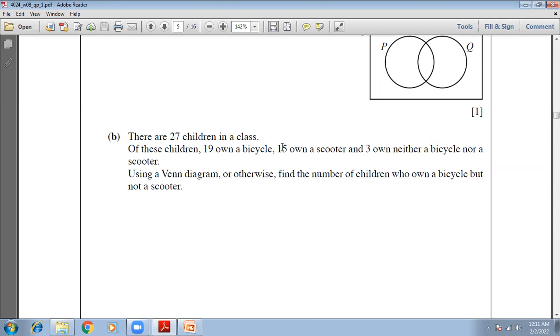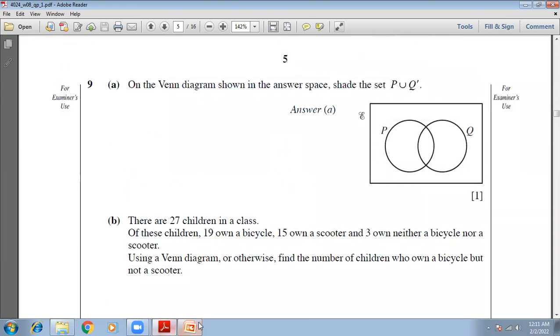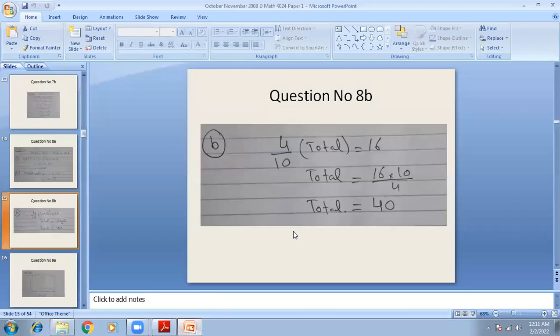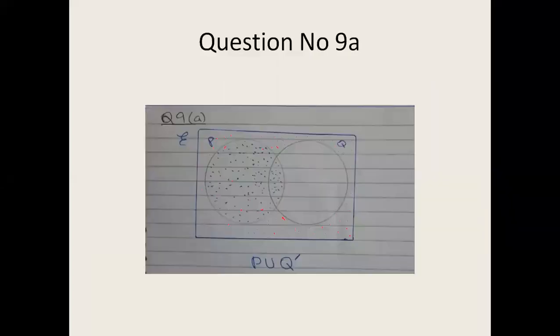So let me show you my answer. Here you can see I have shaded. I think it might be visible. This whole thing has been shaded, and the P has fully been shaded.